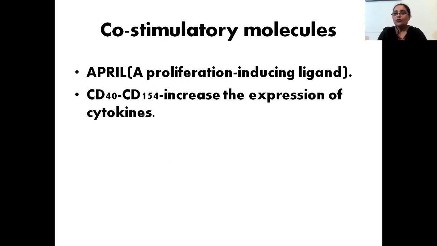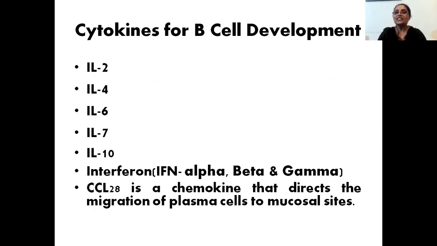Another co-stimulatory molecule we should know about is APRIL, a proliferation inducing ligand, and CD40 and CD154. CD is the short form of cluster of differentiation, and these are receptor sites expressed on T cells. I told you that when we talk about T cells, we will see how these CD40 ligands are important to increase the expression of cytokines. And when the cytokines are expressed, they are important for development and proliferation of B cells.